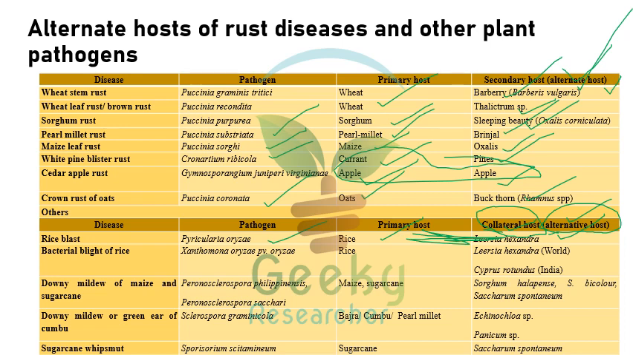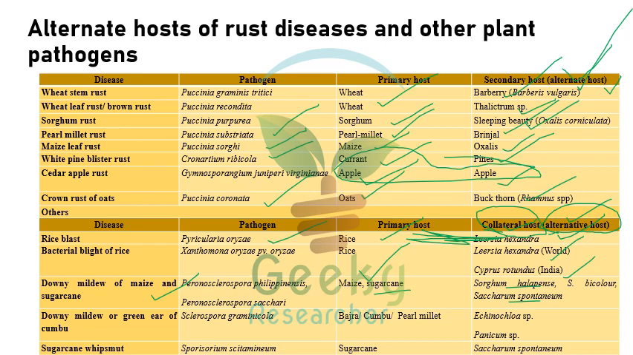Bacterial leaf blight, Xanthomonas oryzae: primary host is rice, whereas Leersia hexandra and Cyperus rotundus can act as alternative hosts. Downy mildew of maize and sugarcane, caused by Peronosclerospora philippinensis or Peronosclerospora sacchari: maize and sugarcane are the primary hosts, and the alternative hosts are Sorghum halepense, Sorghum bicolor, and Saccharum spontaneum.